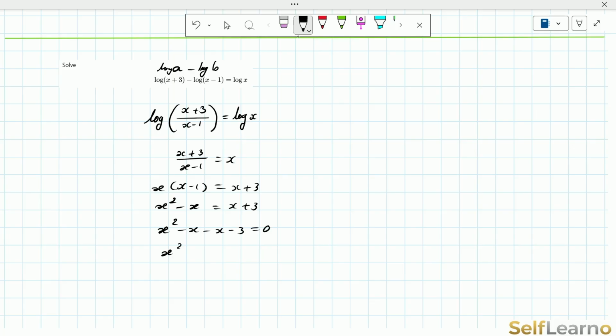So I have x squared minus 2x minus 3 is equal to 0. It is a quadratic equation, right? So please use your calculator and find the roots. If I use my calculator, it gives me 3 and negative 1. Now let us check the validity of this one.